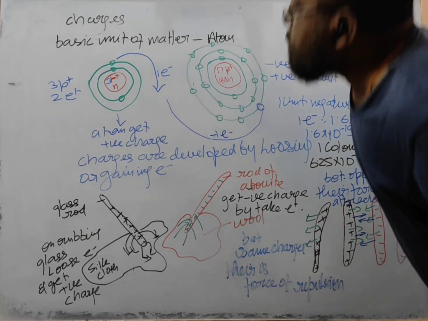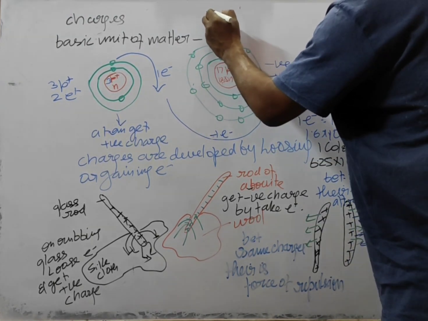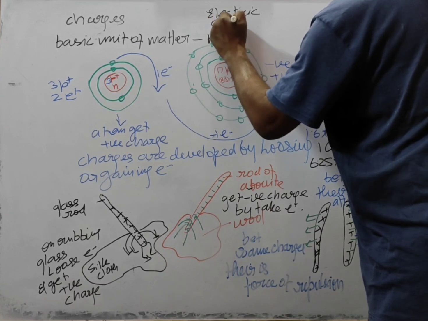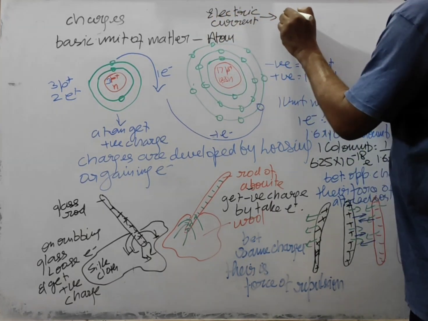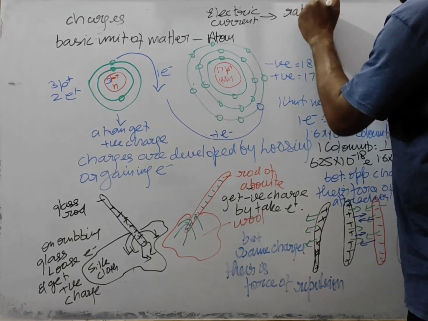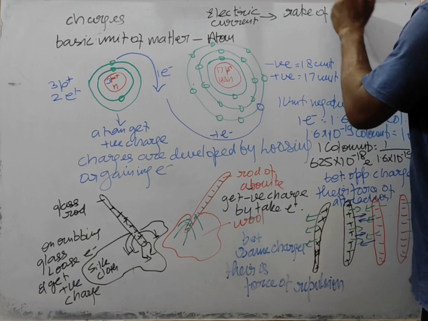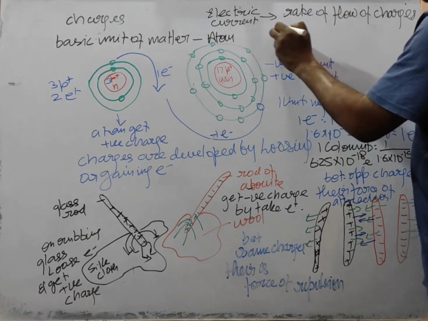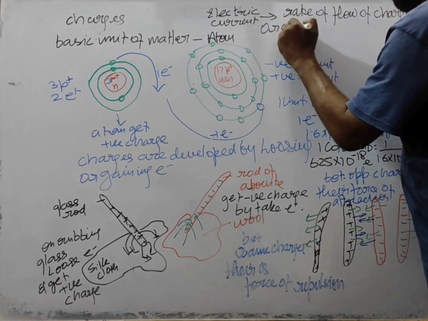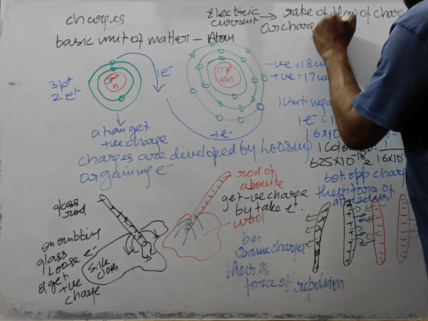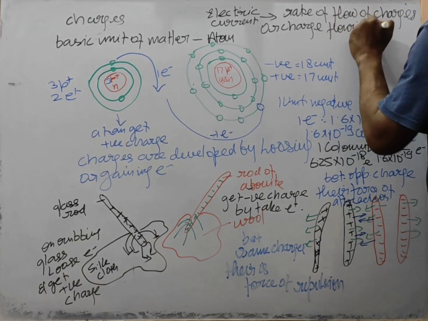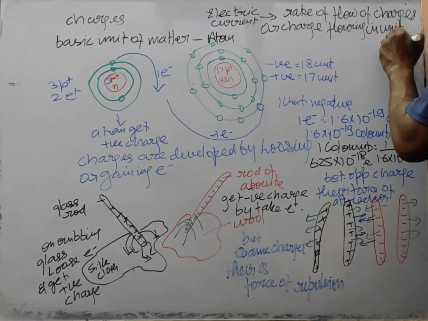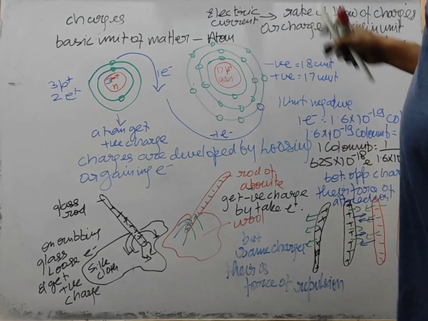Okay, so what is electric current? Electric current is the rate of flow of charges, or charge flowing in unit time. That is known as electric current.